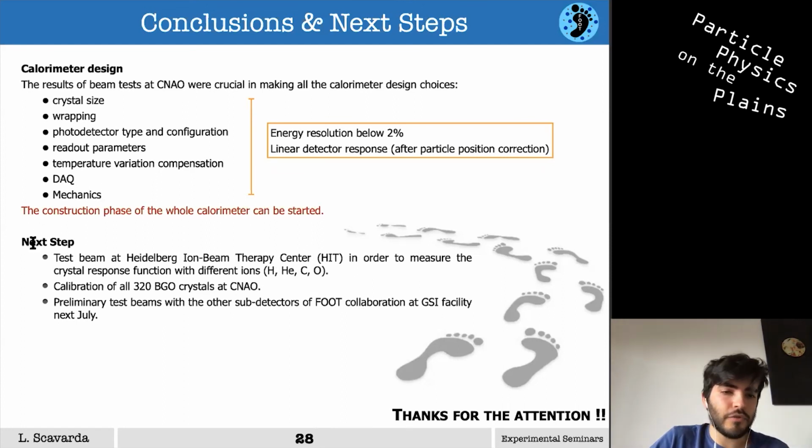Then also in the future, in the next month, we will proceed with the calibration of all the 320 BGO crystals at CNAO. So we will calculate the intercalibration factors for each crystal. And in July, there will be a very important test at GSI in Germany, with all the subdetectors. So thanks to all this information, the construction phase of the wall calorimeter can be started.